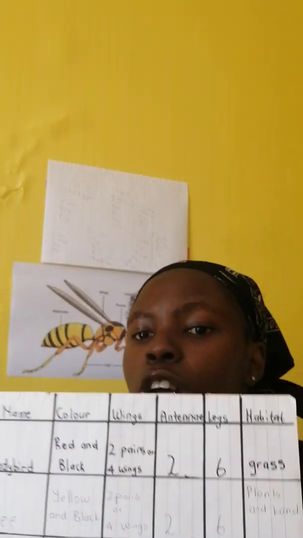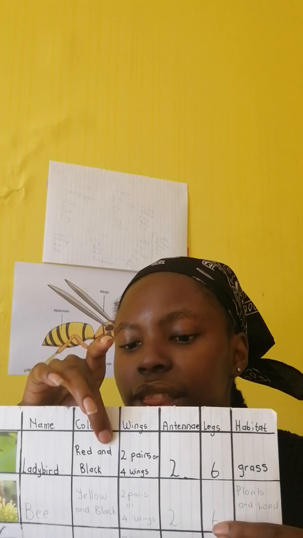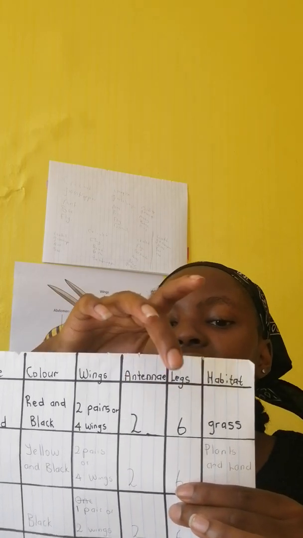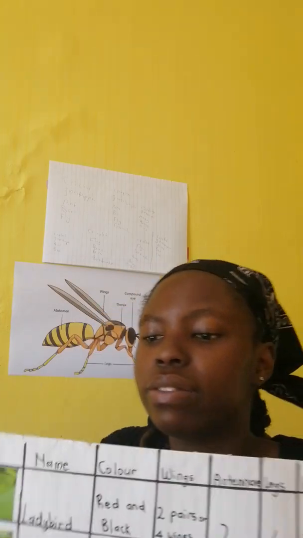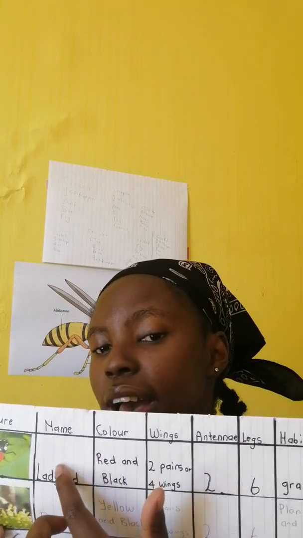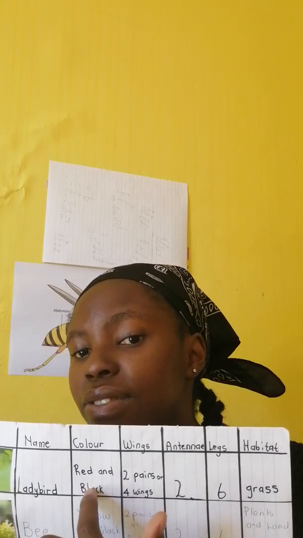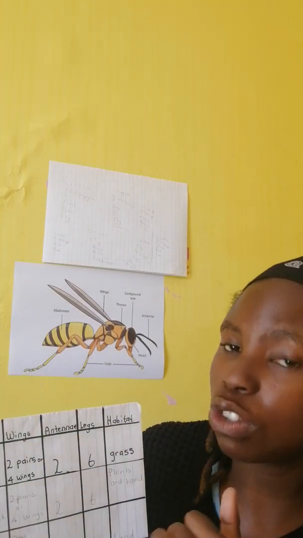So this is mine. On the first column, it's the picture. The second, the name of an insect. The third, the color. The fourth, the number of wings. The fifth, the antennae. The number of legs on the sixth one, and the habitat on the last one, meaning where it lives. For example, I have a picture of a ladybird on my first column, as you can see. And then on the second, I have written the name, ladybird. Here I have written the color, which is red and black, because the ladybird is red and black. And then I have written the number of wings, which is two pairs or four wings.